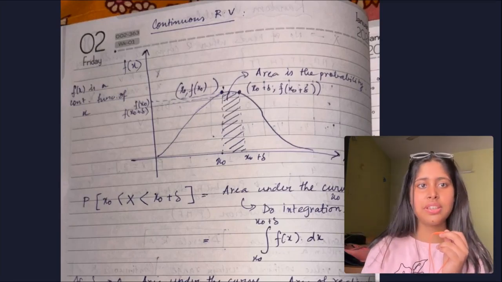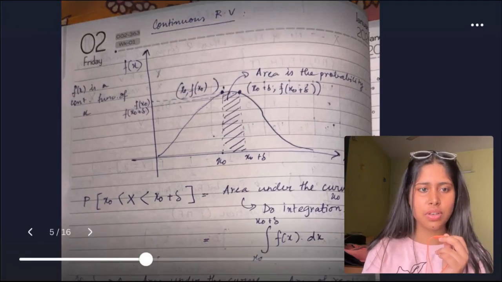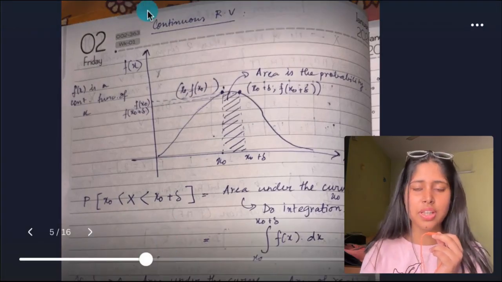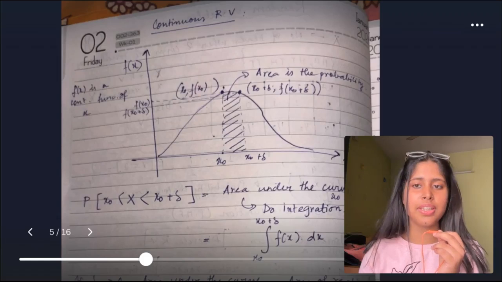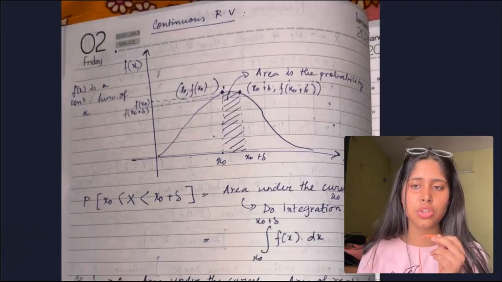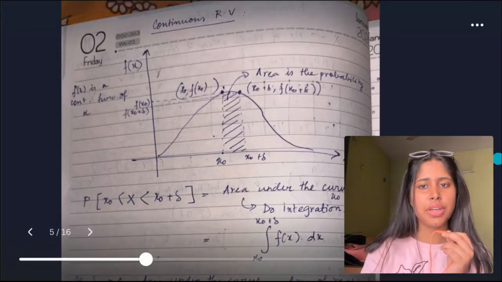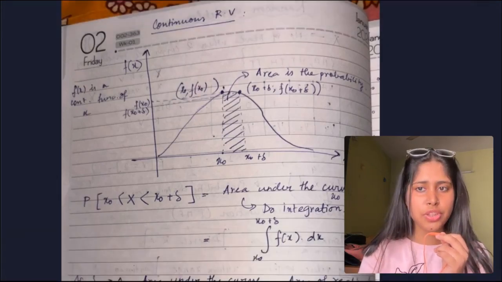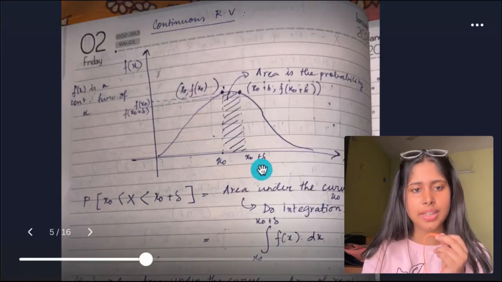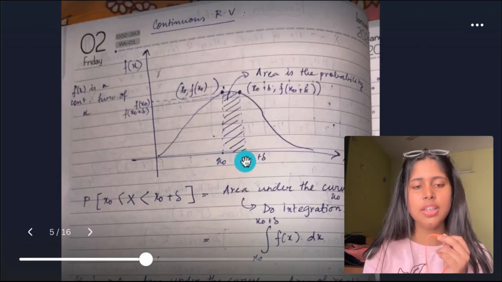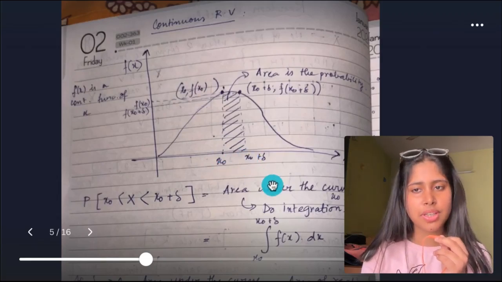See this curve, see this graph actually. Okay, see this graph. This one is fx. What is fx? Fx is our probability density function. It is a continuous function of x. Now let us pick a small interval from x naught to x naught plus delta. See this part. This part is delta. So this value will be x naught plus delta.